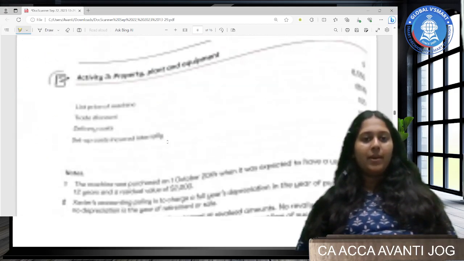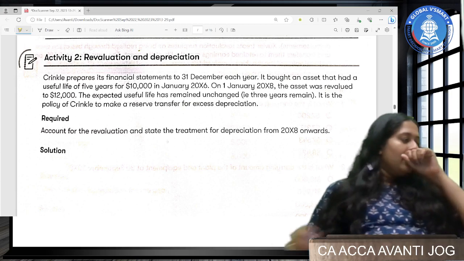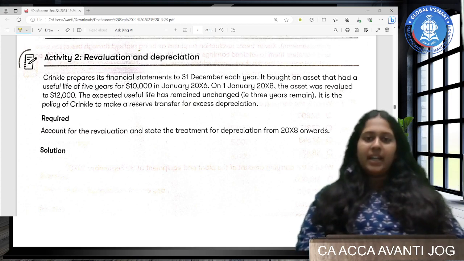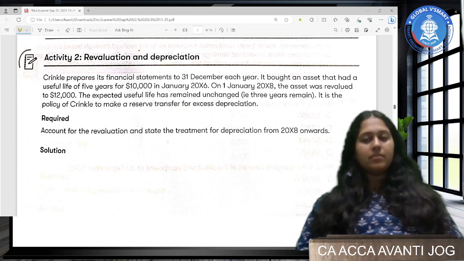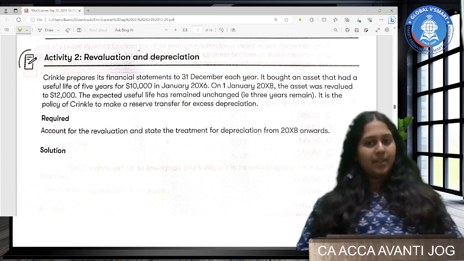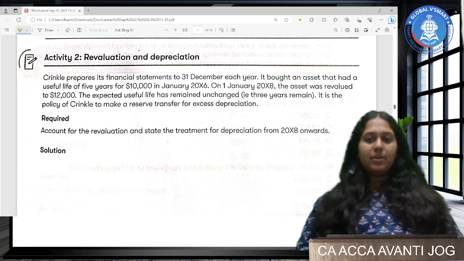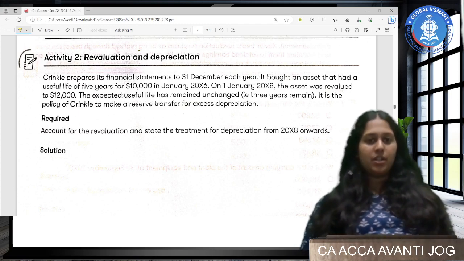Alright, now revaluation and depreciation. We have an example here. Let's dive into it. Grinkle prepares its financial statements on 31st December every year. It bought an asset that had a useful life of 5 years for 10,000 in January 2016. On 1st of January 2018, that is 2 years later, the asset was revalued to 12,000. Expected life has remained unchanged. It is the policy to transfer the excess depreciation on account of revaluation.